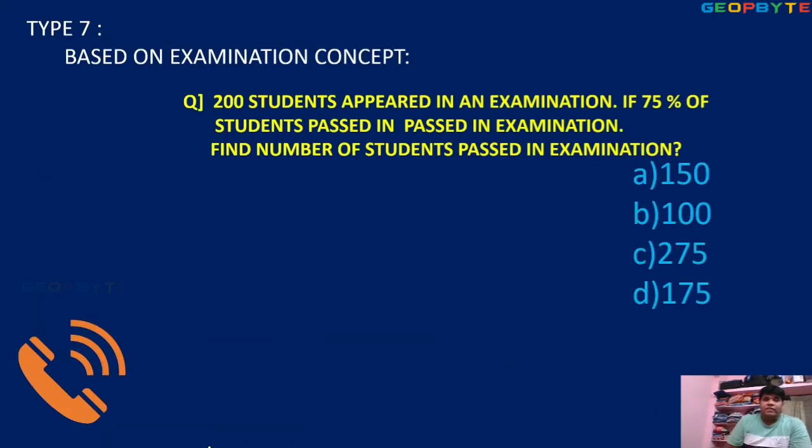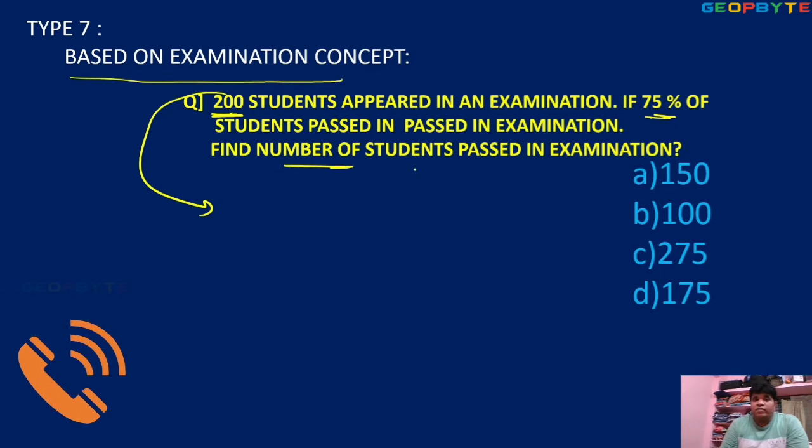Okay children, next. Type 7, based on the examination concept. Okay, observe the question. 200 students appeared in an examination. 75% of students passed in that examination. Out of the 200, 75% passed. But what is the question here? Find the number of students passed in that examination. So they're asking for the passing students.